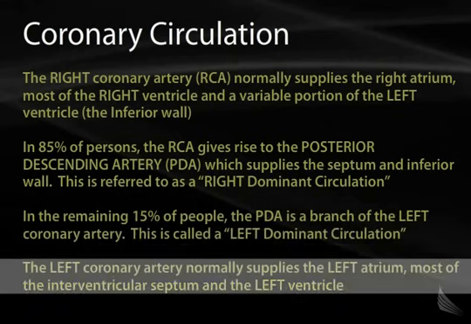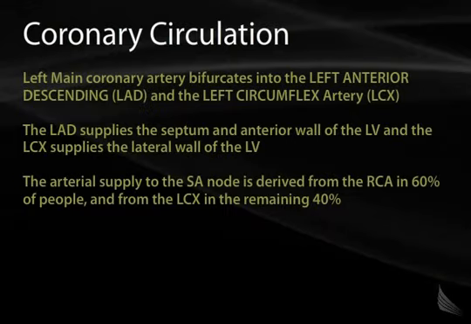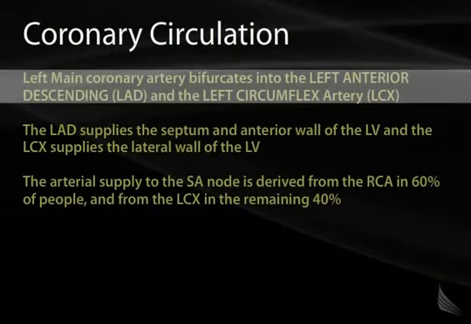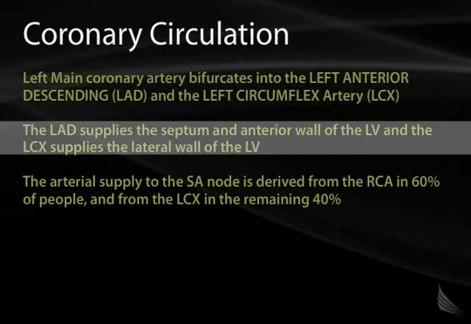The left main coronary artery normally supplies the left atrium, most of the interventricular septum, and the left ventricle. As you can see, the left coronary artery supplies much more of the heart myocardium than the right coronary artery does. The left main coronary artery bifurcates into the LAD and the LCX. The LAD, or the left anterior descending artery, supplies most of the interventricular septum and the anterior wall of the left ventricle. The left circumflex supplies the lateral wall of the left ventricle.